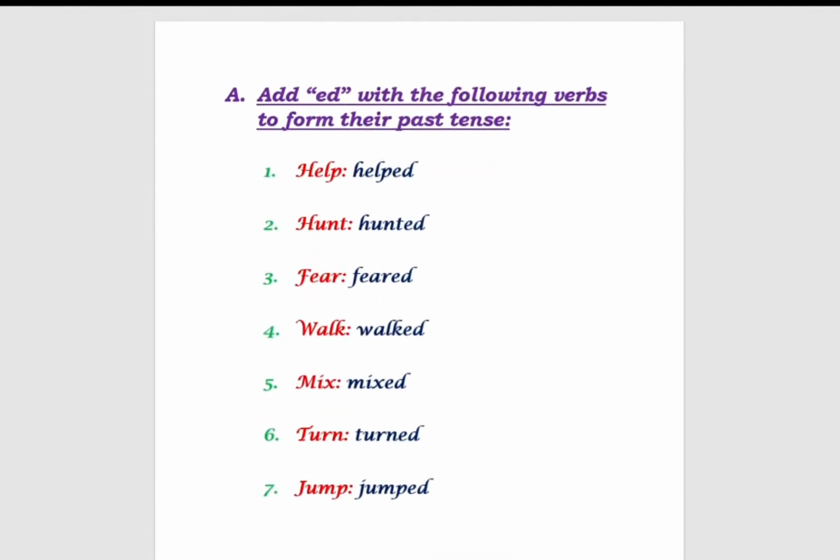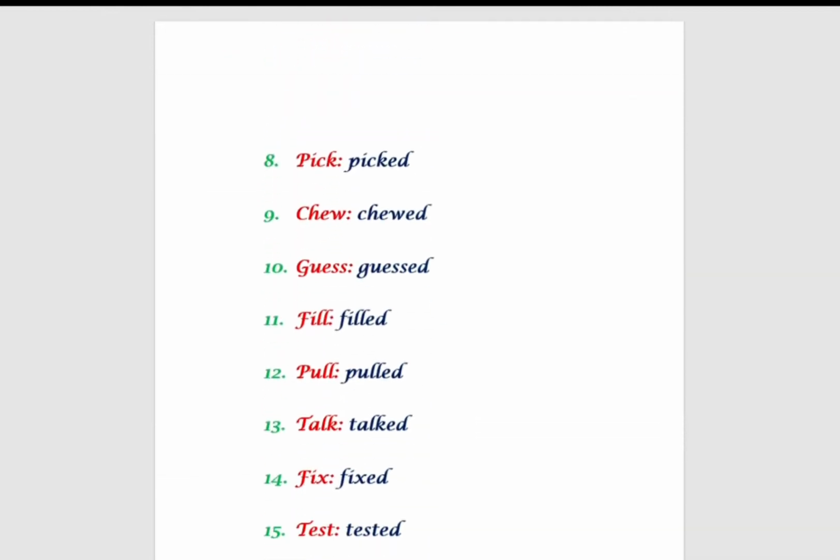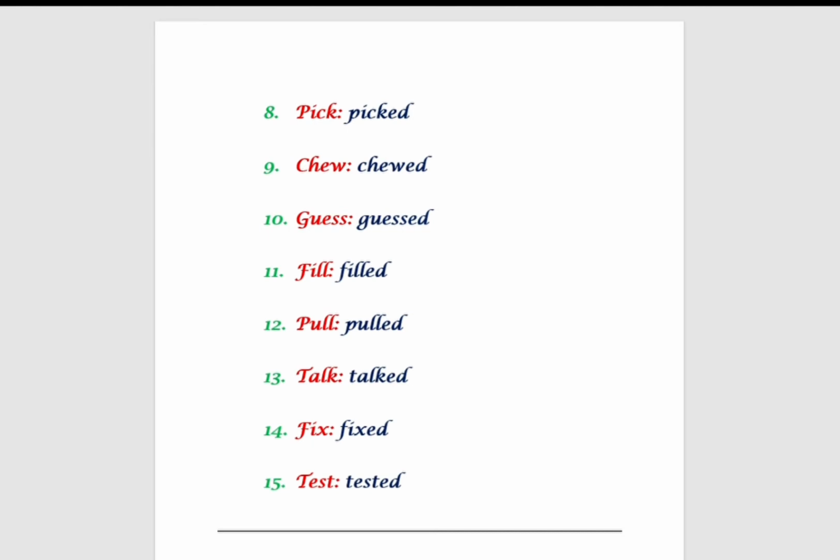Now look over here for the first exercise. Here you have to add ed with the following verbs to form their past tense. Help becomes helped, hunt, hunted, fear, feared, walk, walked, mix, mixed, turn, turned, jump, jumped. Number 8, pick, picked, chew, chewed, guess, guessed, fill, filled, pull, pulled, talk, talked, fix, fixed, test, tested. So we have added only that ed.